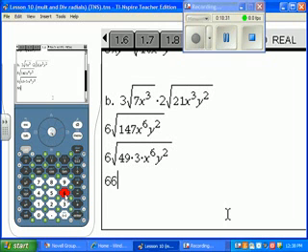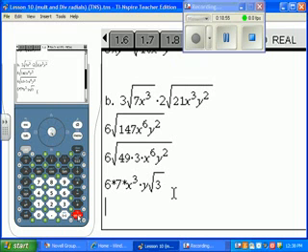Okay. 6 times the square root of 49 times the square root of x to the 6th, x cubed, square root of y squared. What do I have left in the radical? Okay, so when I put them together, what do I get? 42 x cubed y square root of 3. Perfect.